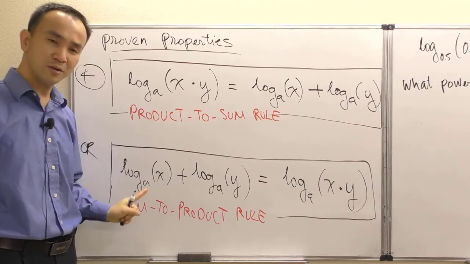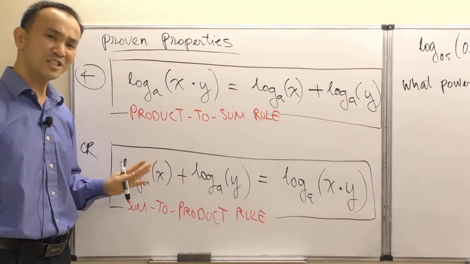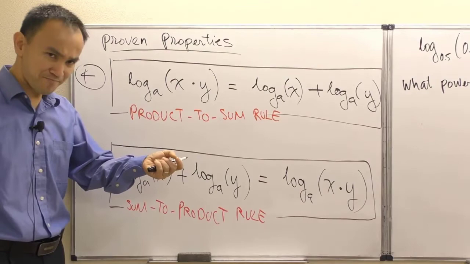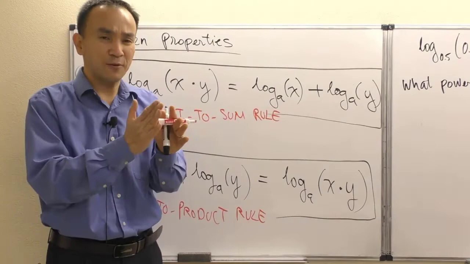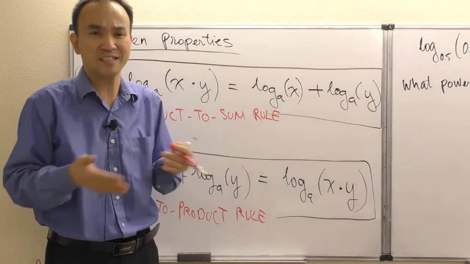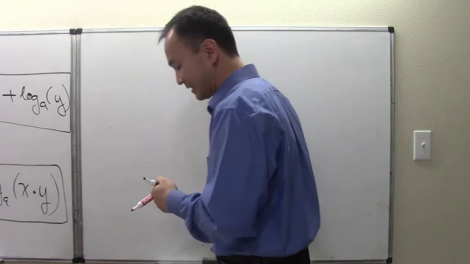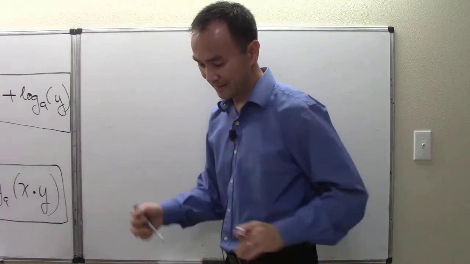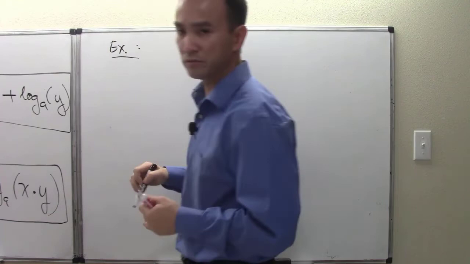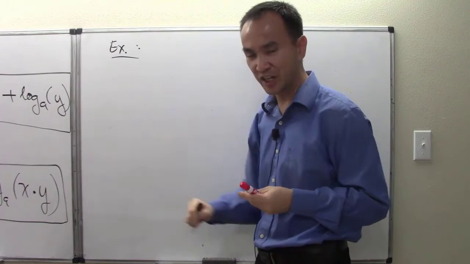So what's useful about something like this? Let me bring up a quick little demonstration example. It's not a formal example in the lecture yet, because it's so easy. Let's look at the following demonstrating example. I don't even want to number it, because it's only an example specifically designed to illustrate how we can use the product to sum or the sum to product rule.